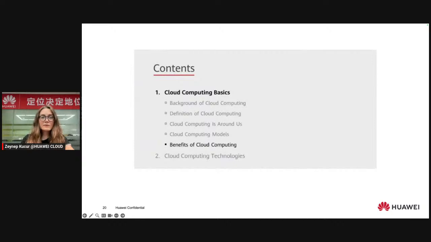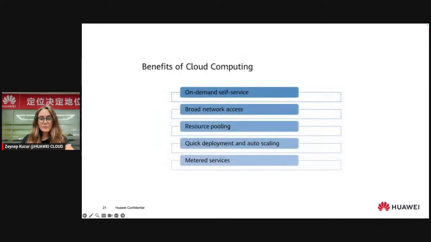And what about the benefits of cloud computing? Cloud computing integrates hardware resources into a whole software mode and then dynamically allocates them to applications, which greatly improves resource utilization and elastic capacity expansion. Therefore, cloud computing has the following 5 benefits.